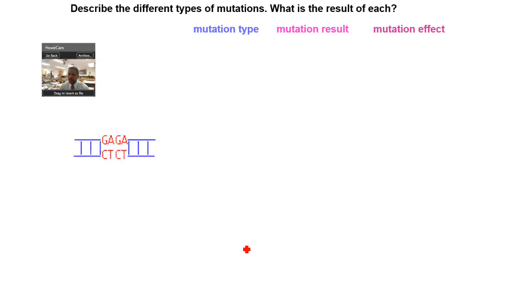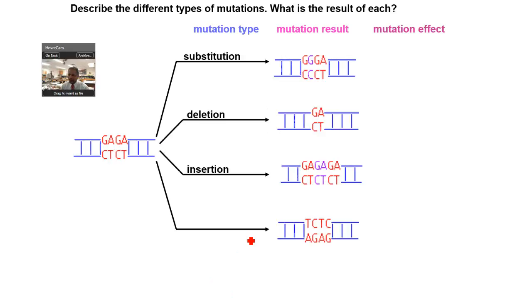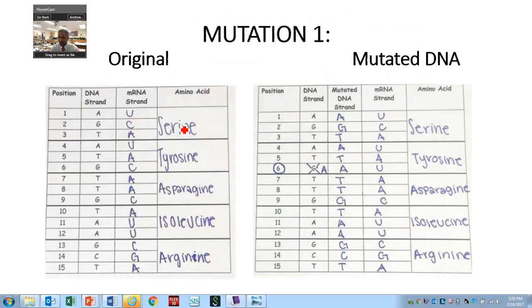Okay, here we go. Before we do each one of these, let's remind you of what's going on here. Substitution, deletion, insertion. The first one was a substitution. Did it have any effect? So let's talk about that. No, it didn't. Serine to serine, tyrosine, asparagine, isoleucine. So this one base didn't have any change. This point mutation did not have any change.